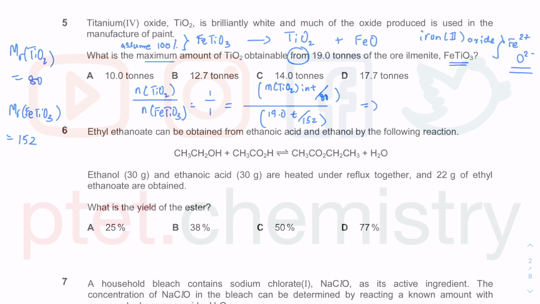So in the end, I can move the 80 up there, and hopefully you can see that the mass of TiO2 in tons is equal to 19.0 times 80 over 152. So that's 19.0 over 152 times 80, and you will get the answer in tons. And there's 10 tons, well, that's what my calculator showed me. The best answer here is 10.0.